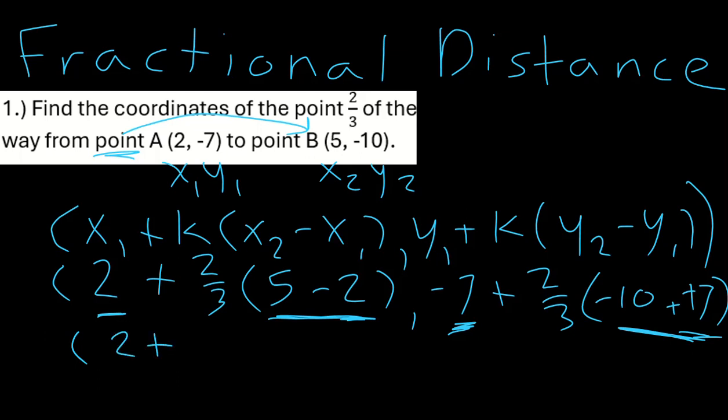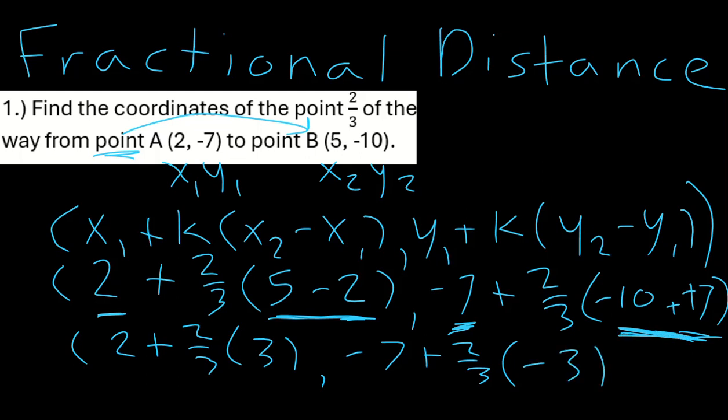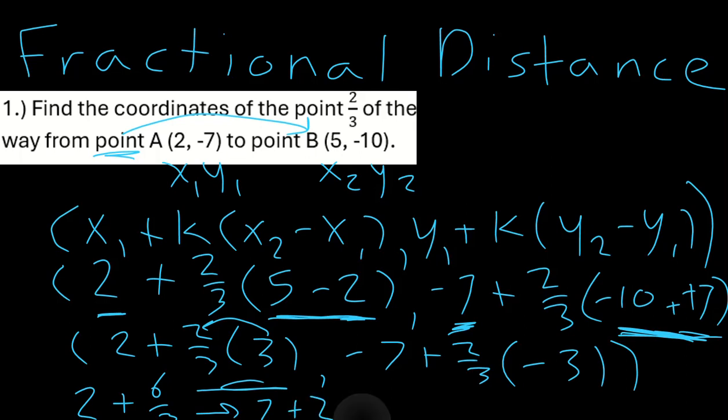And so I can write 2 plus 2 over 3, parentheses, 5 minus 2 is 3, comma. Here I have -7 plus 2/3 times -10 plus 7 would be -3. Okay. Now, whenever it comes to multiplying fractions, you could use your calculator or you could do this by hand, but 2/3 times 3 is really, I'm going to multiply the 3 by the number on top. And so now I'd have something like 2 plus 3 times 2 is 6 over 3. But ask yourself, well, what is 6 divided by 3? That's really saying 2 plus 2, comma.